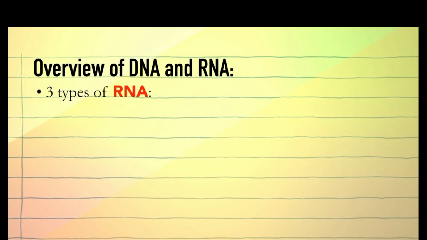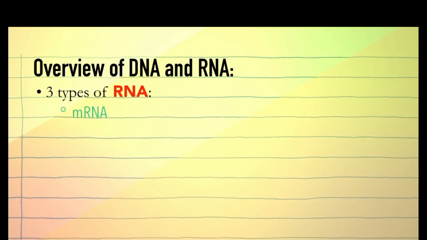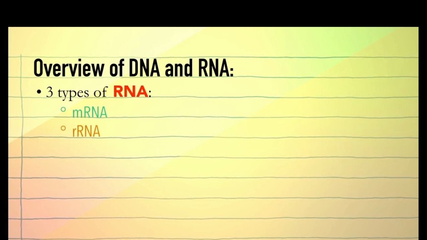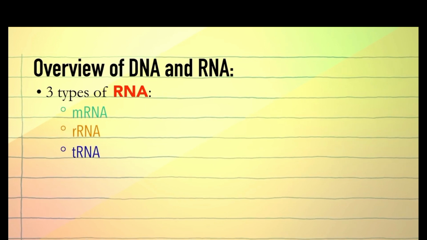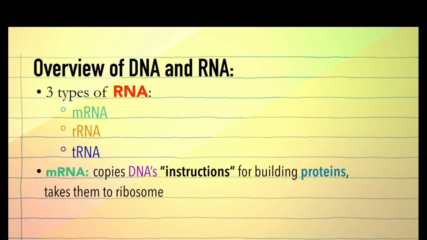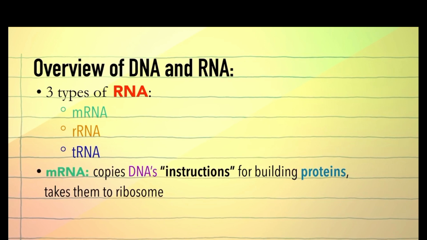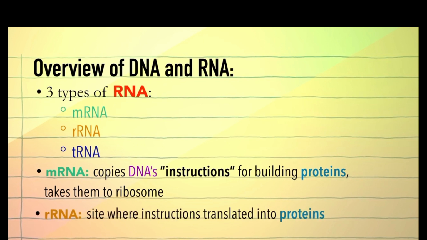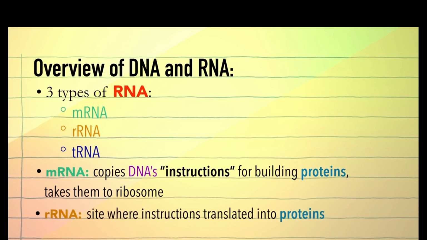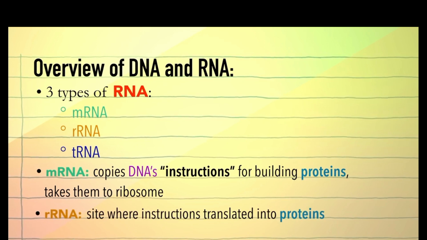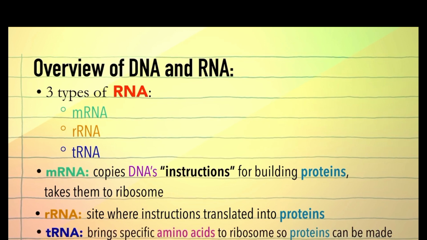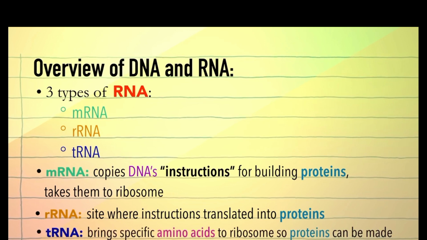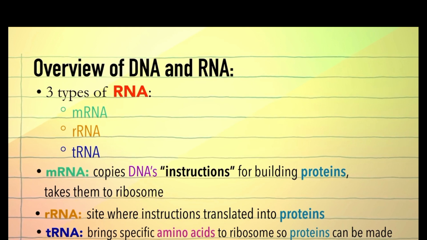There are 3 types of RNA: messenger RNA, ribosomal RNA, and transfer RNA. Messenger RNA copies the instructions for building a protein and takes them to a ribosome. Ribosomal RNA is the site where the instructions are translated into a protein. Transfer RNA brings specific amino acids to the ribosome so the correct proteins can be made.